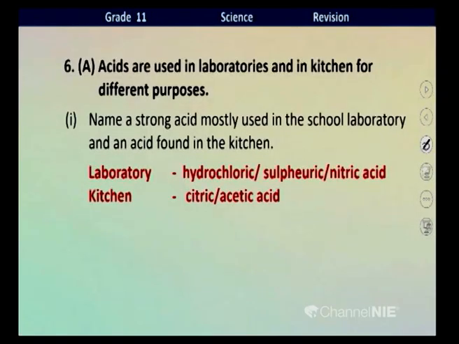Vinegar. We use vinegar in the kitchen for the preparation of food. In vinegar, the main acid is acetic acid. Citric acid is in normal lemon juice. So, these are the acids available in the kitchen, right? Okay.